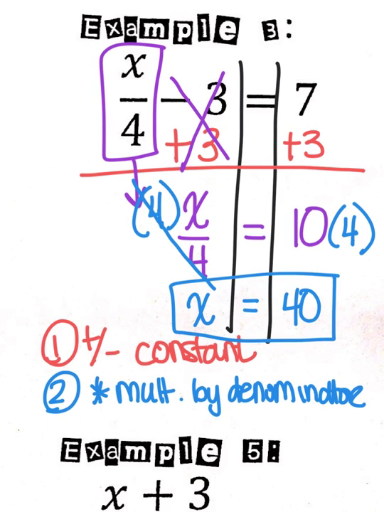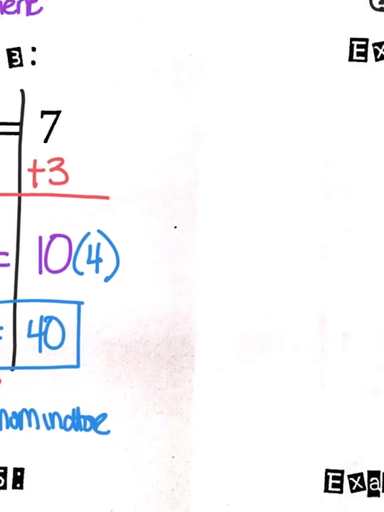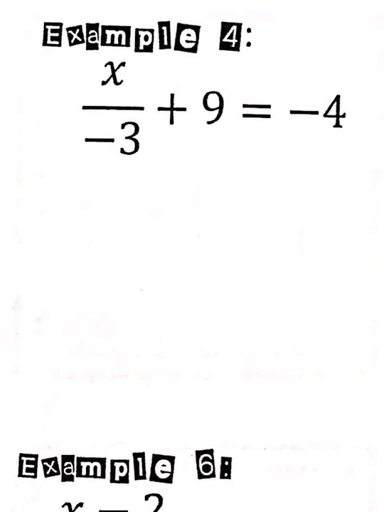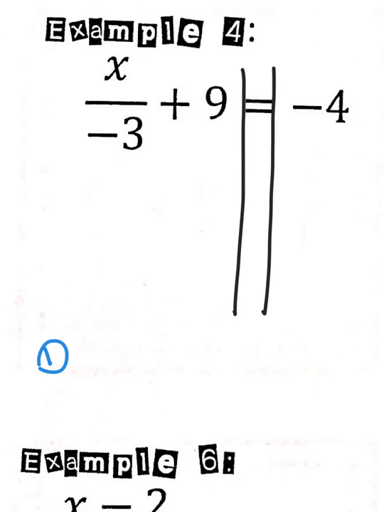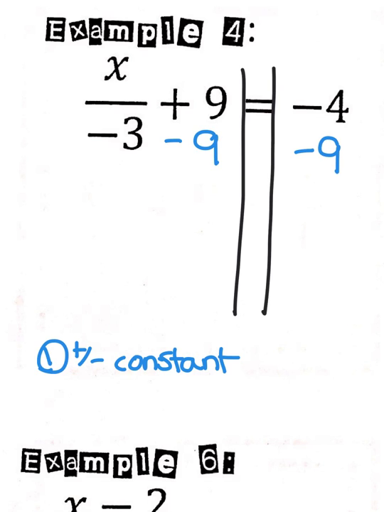Okay? Let's take a look at one with a negative on it. So we'll go right next door. Like I said, the process for these type 2s doesn't change. Okay? All right, so step 1. Add or subtract my constant. What am I going to add or subtract? Subtract the 9. Good. We're subtracting the 9 from both sides.